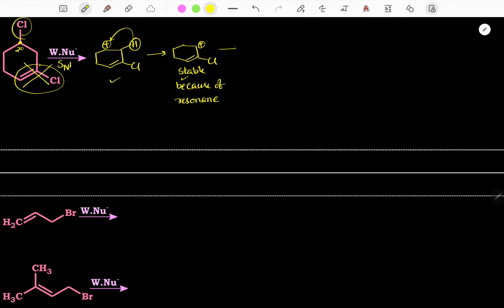Now in this case also resonance is possible. But here it's not a problem because both are equal with respect to structure. Now it reacts with the weak nucleophile and gives the corresponding nucleophilic substituted product.